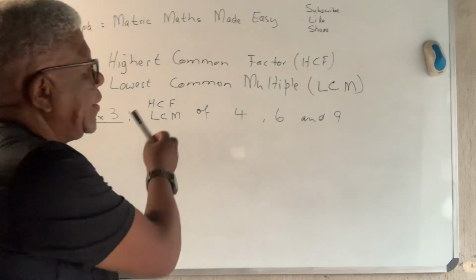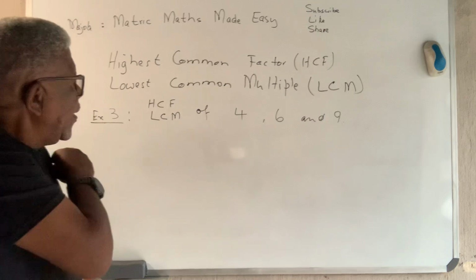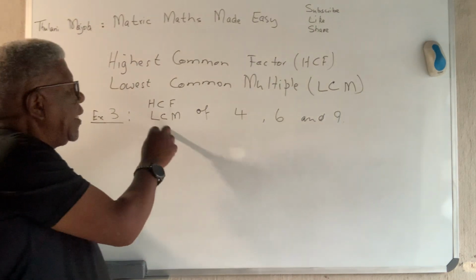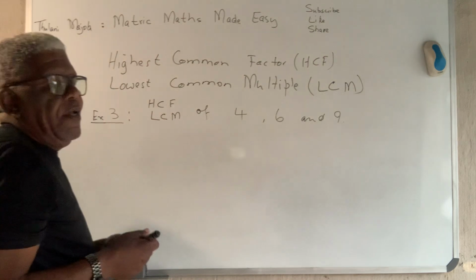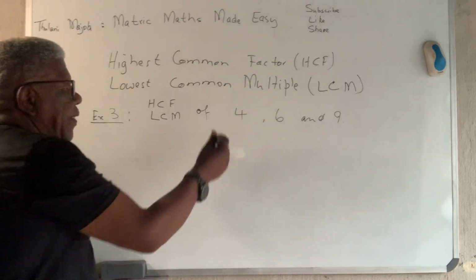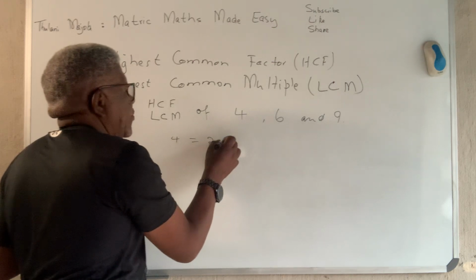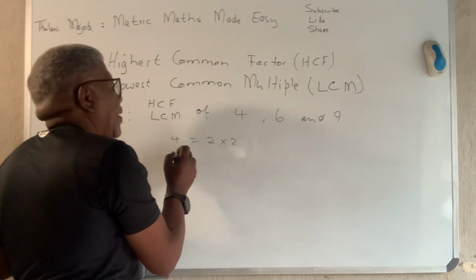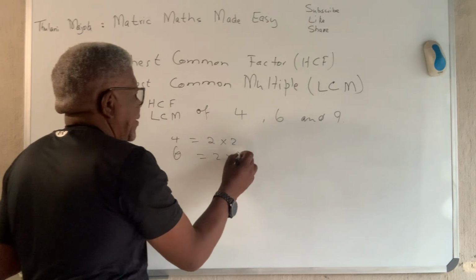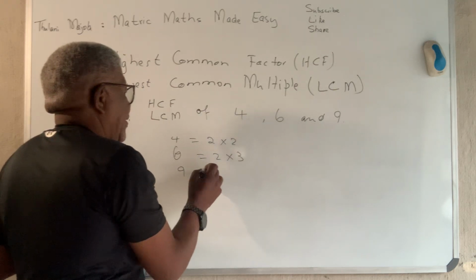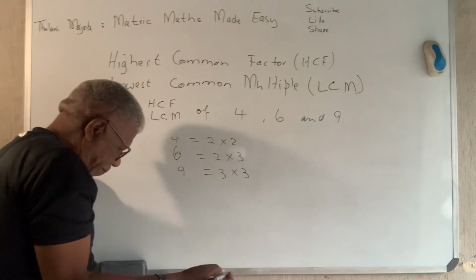We're still on the H.C.F and the L.C.M. Example 3. What is the H.C.F and L.C.M of numbers 4, 6, and 9? Okay, we know the story. You represent these as prime factors. 4 is 2 times 2, 6 is 2 times 3, and 9 is 3 times 3.